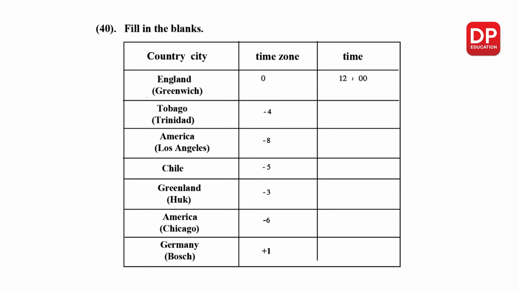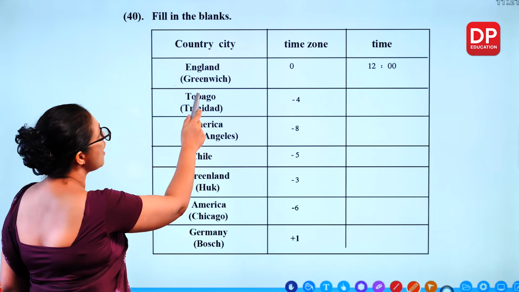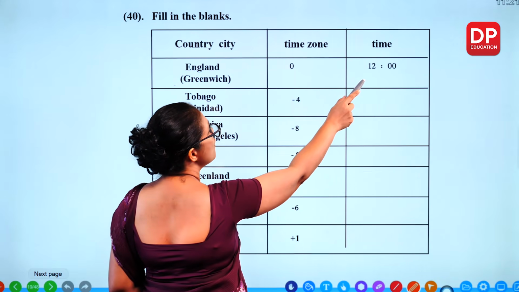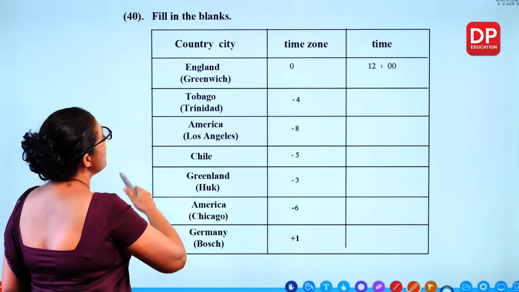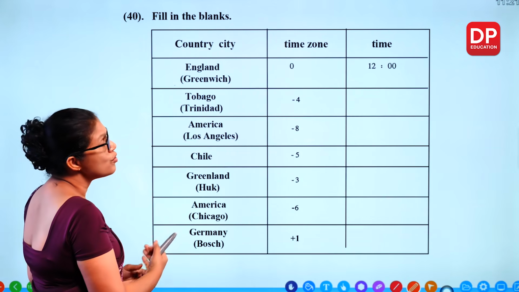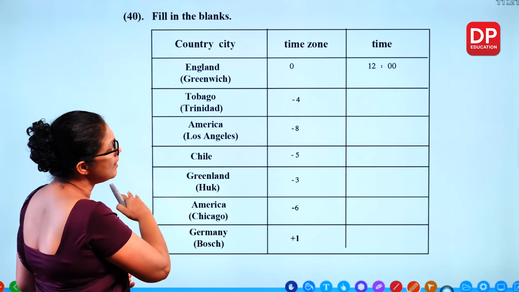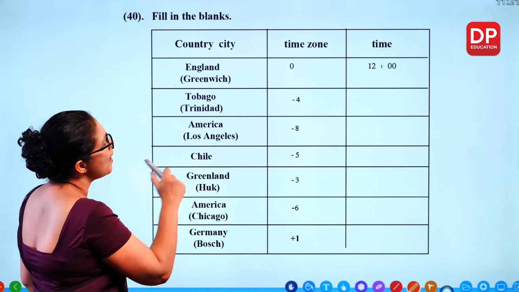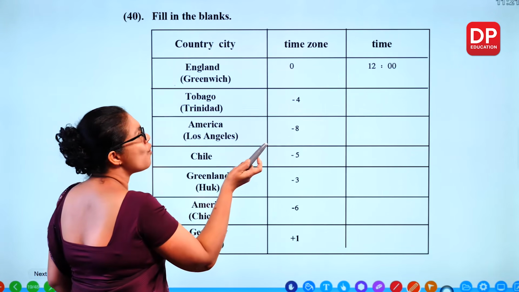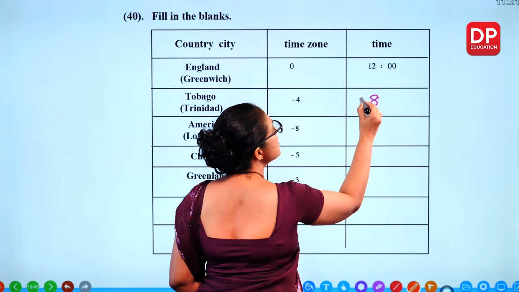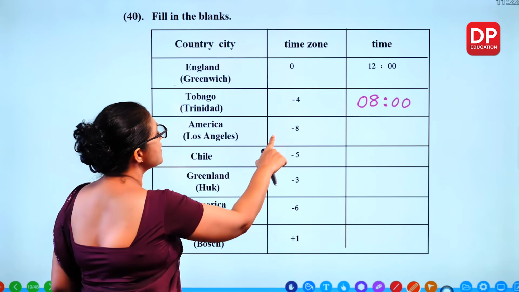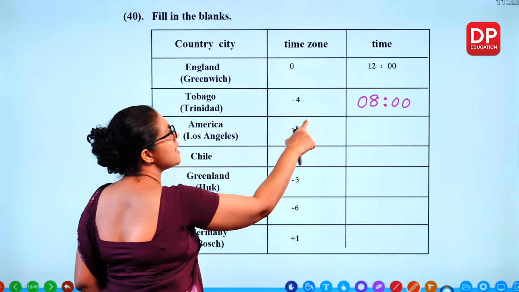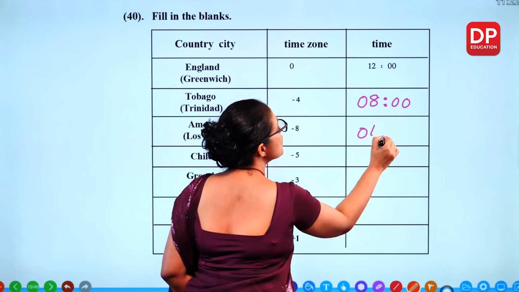Look at this table, country and the city given, time zone and time. So Greenwich time is 12, that's 12 noon and time zone 0. Tobago, so minus. Now these countries are towards the west side. So what's the time? Minus 4. You have to subtract 4. 12 minus 4, 8. 8 in the morning. Minus 8. From here, minus 8. 12 minus 8, that's 4.